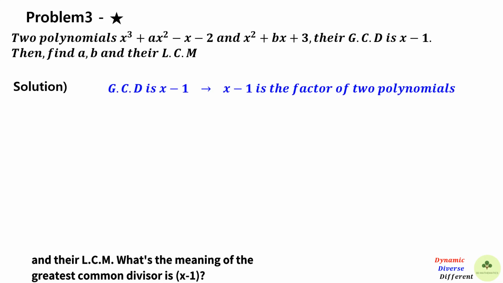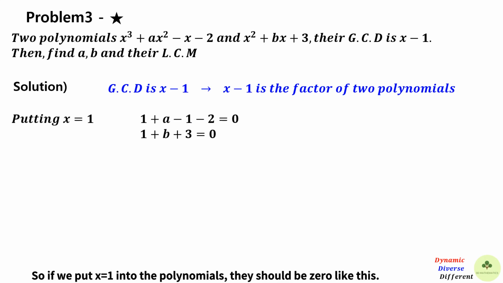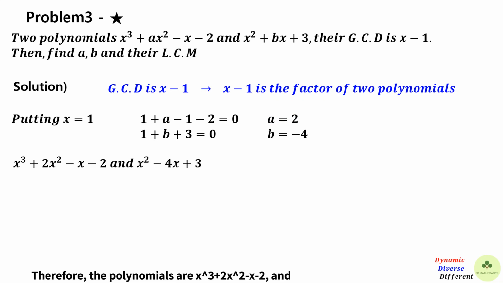What is the meaning of the greatest common divisor is x minus 1? It means that x minus 1 is the factor of two polynomials. So, if we put x equals to 1 into the polynomials, they should be 0 like this. So, a is equal to 2 and b is equal to minus 4. Therefore, the polynomials are x to the 3 plus 2x squared minus x minus 2 and x squared minus 4x plus 3 respectively.